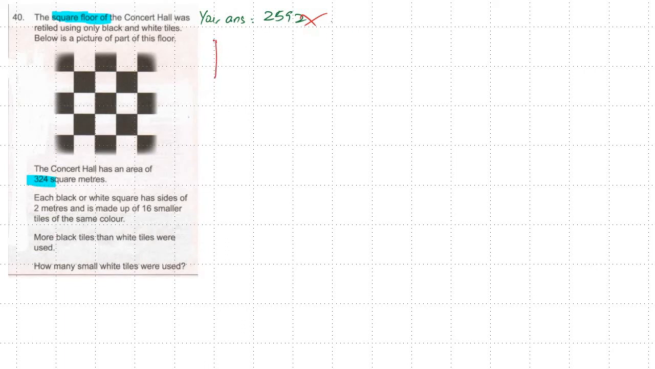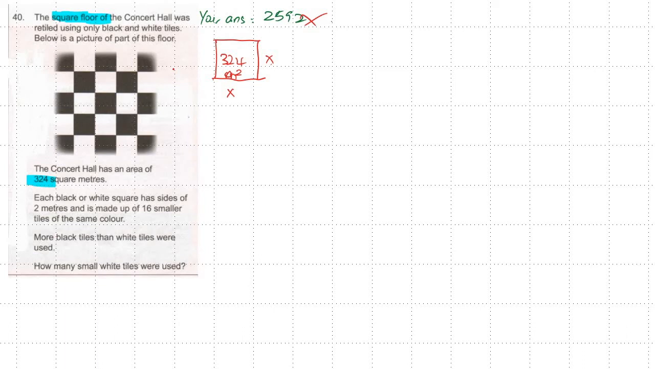Area of 324, that's 324 meters squared. If you have an area of 324, you know how to find area? Area is this side and this side, and these two figures must be the same. Times together, then you get 324.